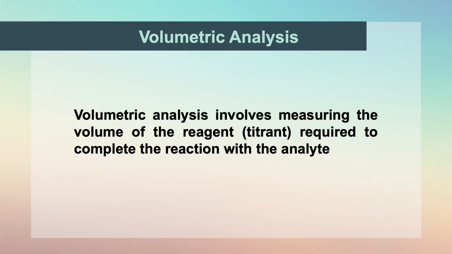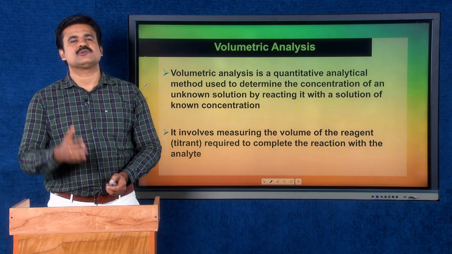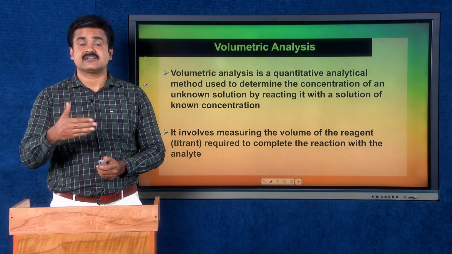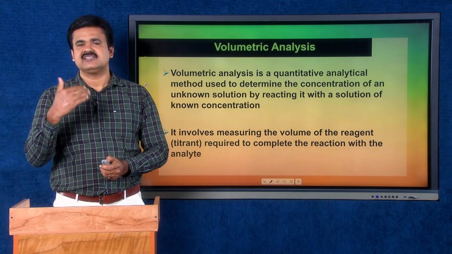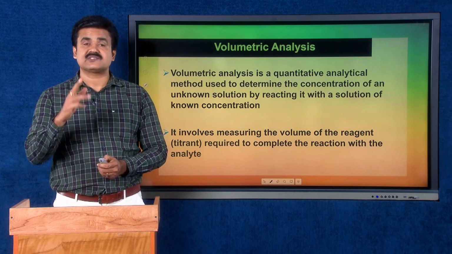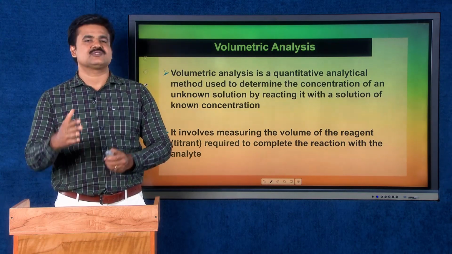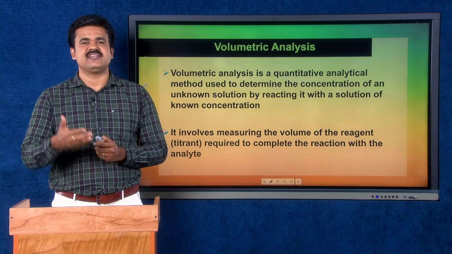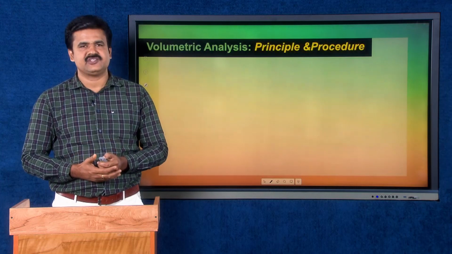This volumetric analysis involves measuring the volume of the reagent, that is called the titrant, required to complete the reaction with the analyte. So in volumetric analysis, there is one titrant, that is a solution with exactly known concentration, and the other one is called analyte, whose concentration is to be determined. So you are performing the volume measurement in the reaction between a titrant and an analyte.